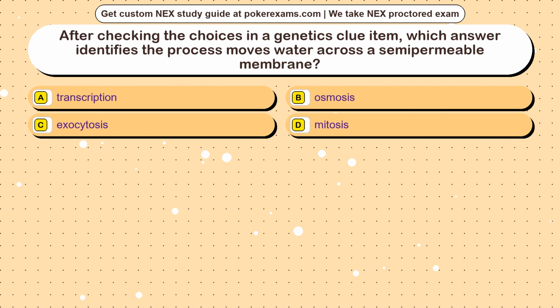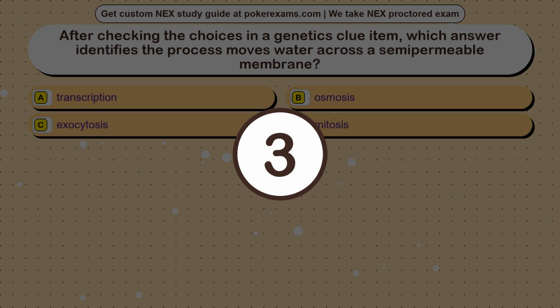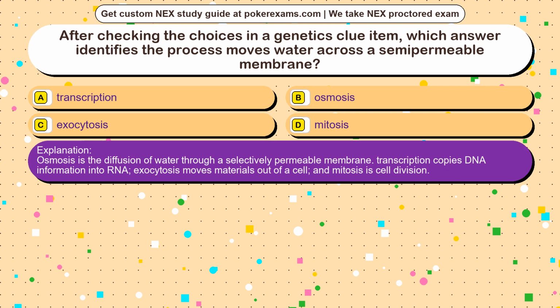Question 3. After checking the choices in a genetics clue item, which answer identifies the process that moves water across a semi-permeable membrane? Option A, transcription. Option B, osmosis. Option C, exocytosis. Option D, mitosis. The correct answer is option B: osmosis is the diffusion of water through a selectively permeable membrane. Transcription copies DNA information into RNA, exocytosis moves materials out of a cell, and mitosis is cell division.